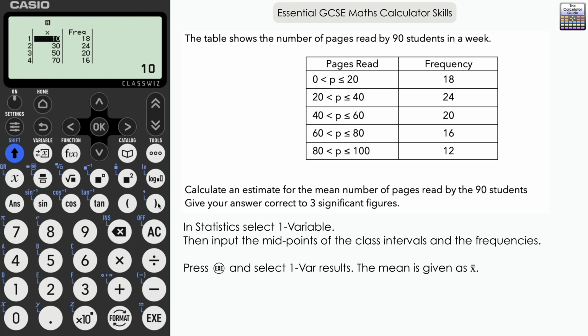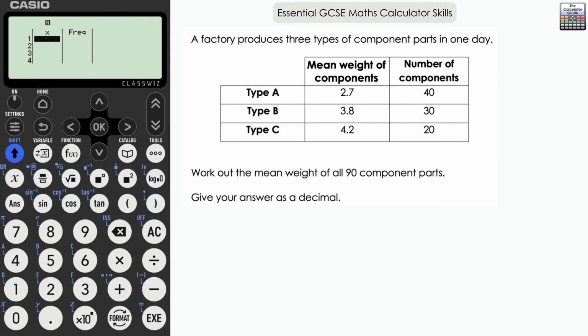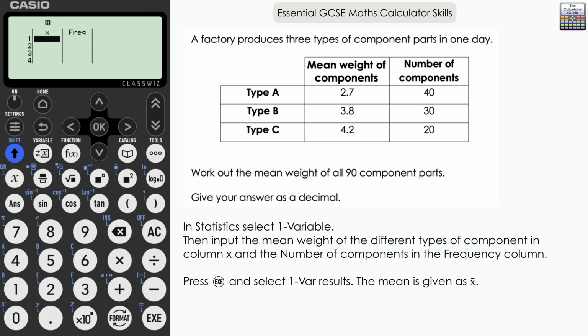We'll return again and let's clear out the data. The statistics table can also be used for questions similar to this. A factory produces 3 types of component parts in one day. We've got the table there. Work out the mean weight of all 90 component parts, give your answer as a decimal. Well, what we can do with this one is we can input the x as the mean weight of the components, and the frequency is the number of components. So let's input those now.